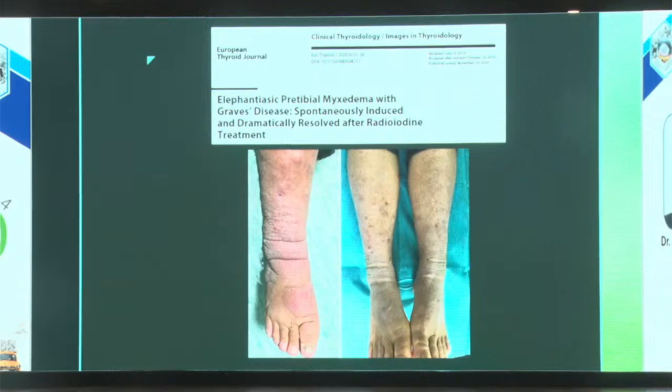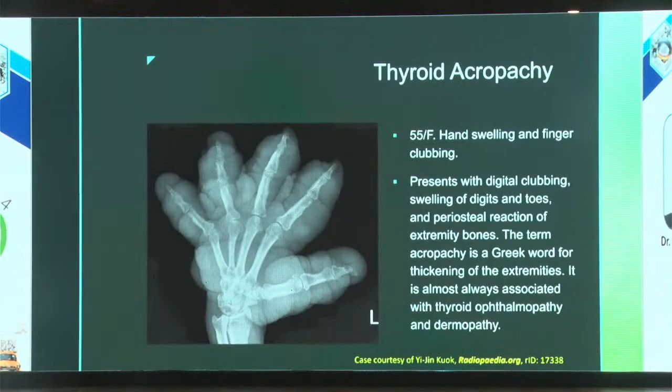Radioiodine treatment for thyroid orbitopathy or Graves' disease has given benefit not only in thyroid orbitopathy but also for pretibial myxedema. But we must also remember that after radioiodine treatment, the thyroid receptor antibody level goes up. So it might worsen the situation of pretibial myxedema as well. It's possible.